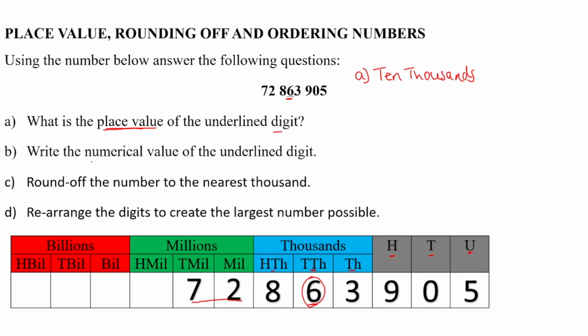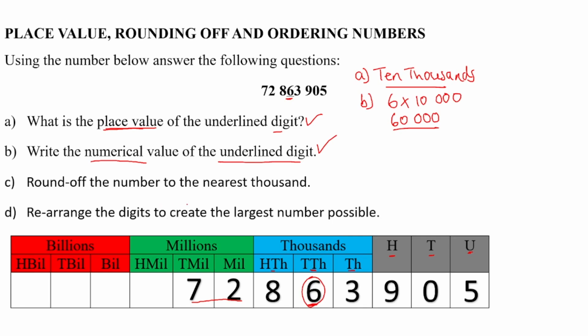But B says, write the numerical value of the underlined digit. Now, this 6, what value is it? Okay, so these are how many? These are 6 10,000s, isn't it? They are 6 10,000s, meaning that this 6 is actually 60,000. Okay, you can even say, maybe start by saying 6 times the 10,000, meaning that 6 is actually 60,000. Okay, please take note of the difference between this question and this question.